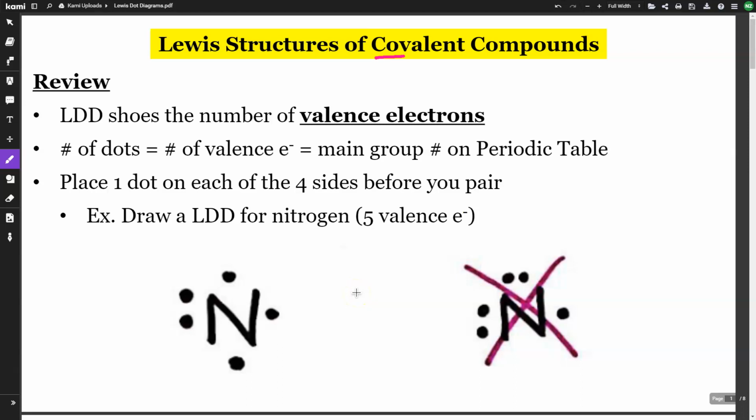And when we draw a Lewis structure for an individual atom, we always want to make sure we give every side 1 dot before we start to go back and double up. If you look at the figure on the right here, nitrogen has 2 dots on this side, 2 dots on this side, 1 dot on this side, and then none down here. That's no good, no bueno. So we want to make sure that every side gets 1 before we start to go back and double them up.